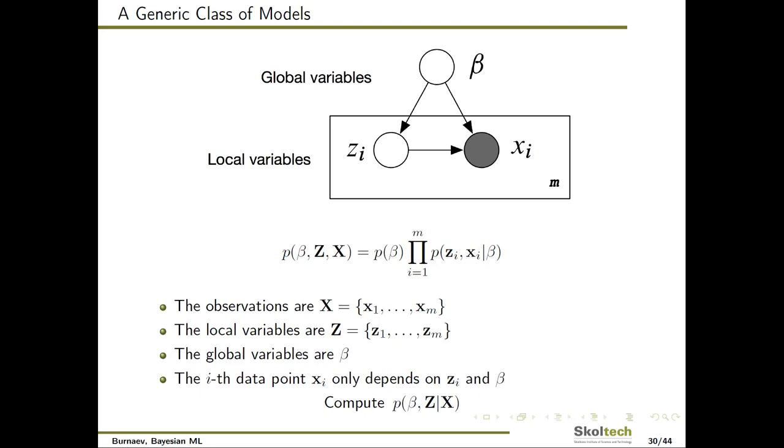In this case, typically we can decompose our joint distribution of beta, the global parameters, and z, the local latent variables, and x, the observations, into this form. We say that our z and x observations are i.i.d., so our joint distribution is a product of the prior for beta and the densities given that. Since we observe x and don't observe beta and z, we want to get the distribution of beta and z given x. And this would be the problem that we want to solve with variational inference.